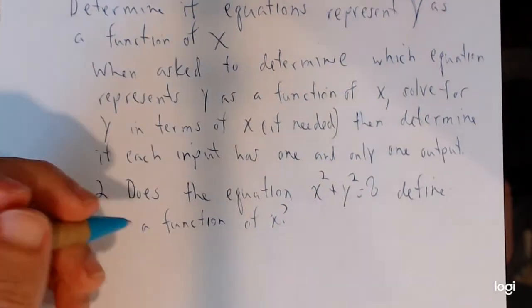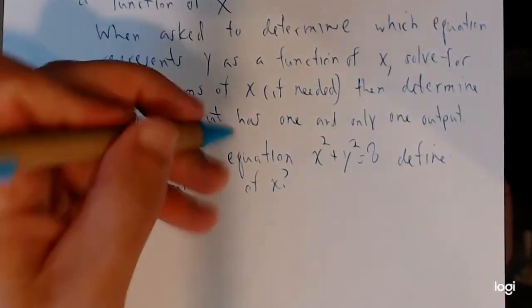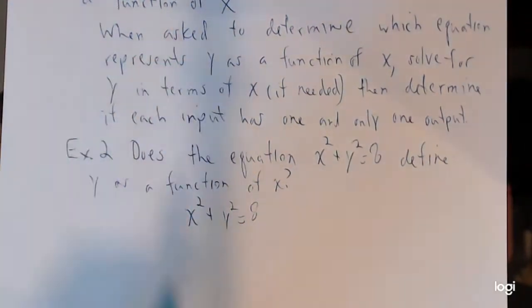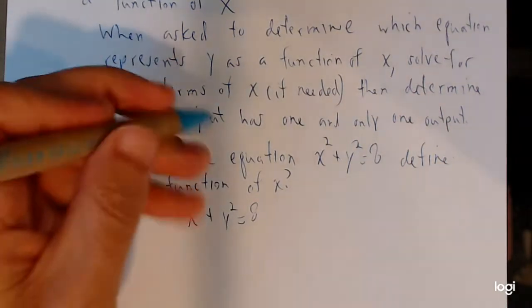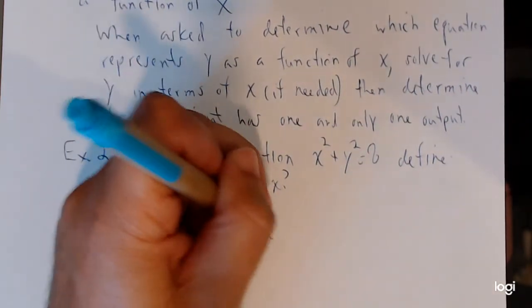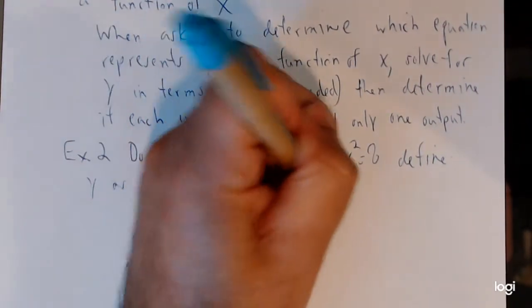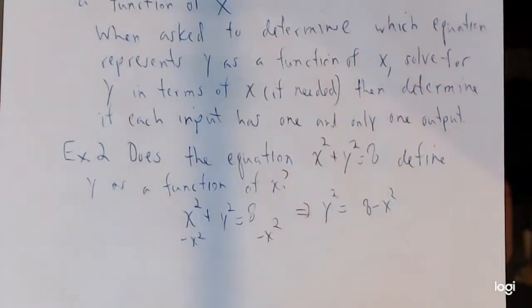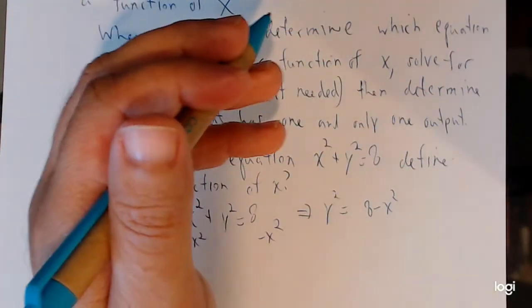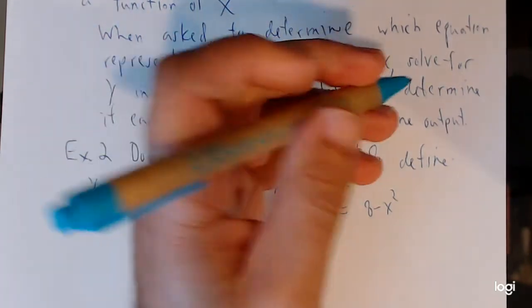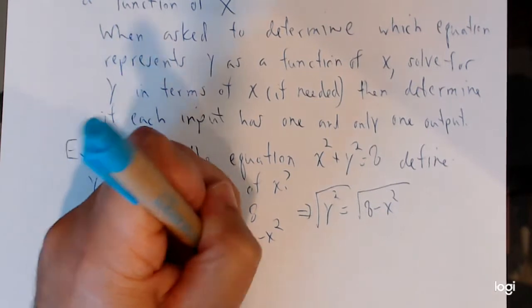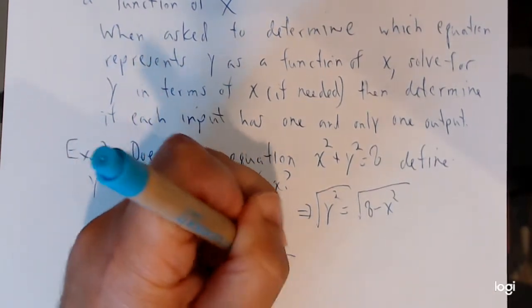of x? So if we check this, we start off with x squared plus y squared equals 8, and we solve for y. So if I'm solving for y, I subtract x squared from both sides. So what does that give me? Y squared equals 8 minus x squared. Now to solve for y, I have to take the square root of both sides, and what do I get? Y equals plus or minus square root of 8 minus x squared.